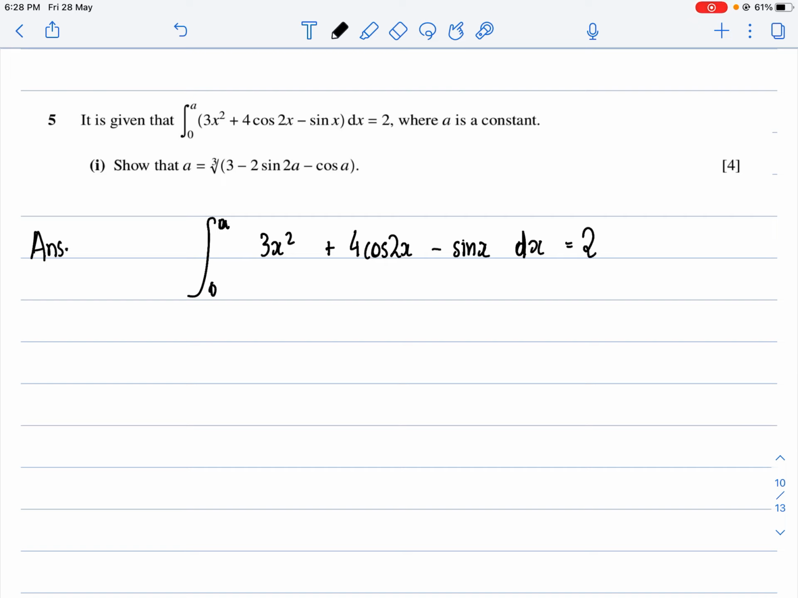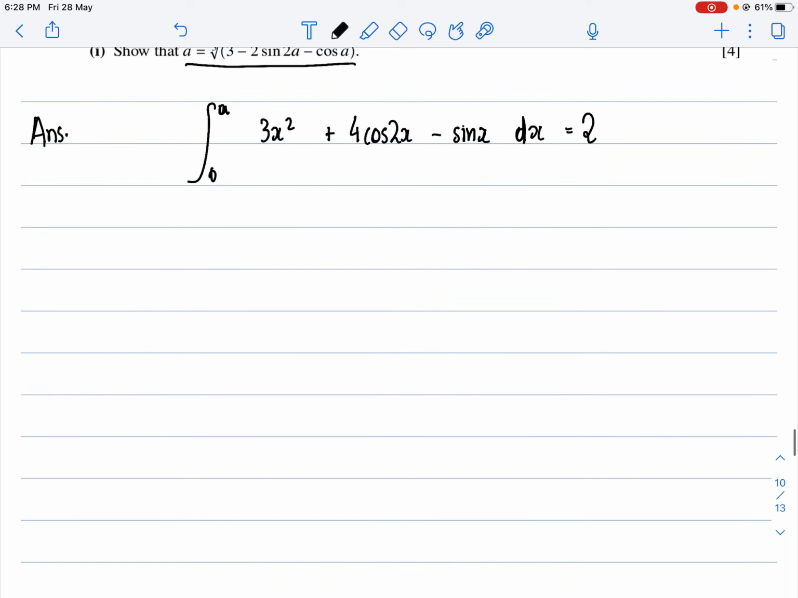So I know the integration of 3x square plus 4 cos 2x minus sin x is equal to 2, with the limits 0 and a. And I need to show that that can be written in the form shown. So I start with integration.